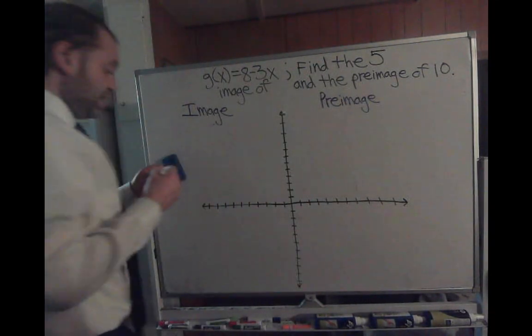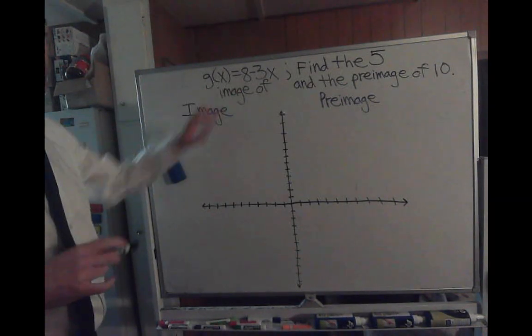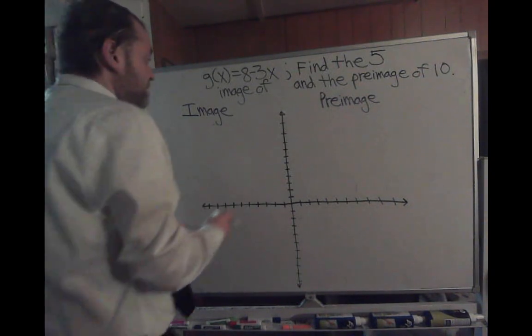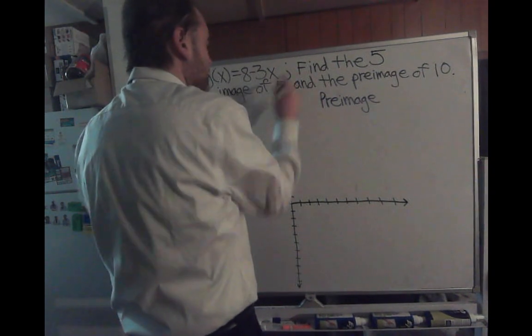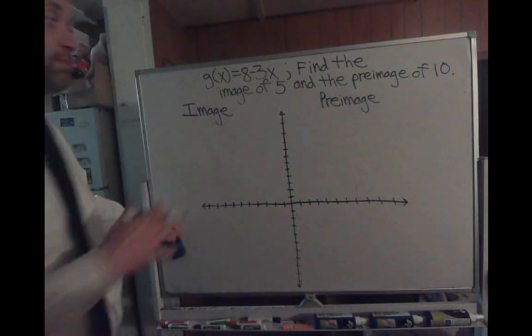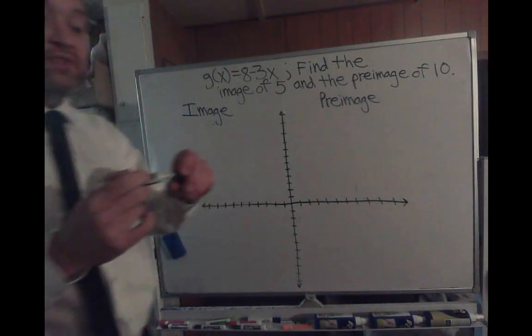Alright, so this time we are given that g of x equals 8 minus 3x. Find the image of 5. The 5 should be down here. My bad. I don't know why I wrote it up here. So find the image of 5 and the preimage of 10.